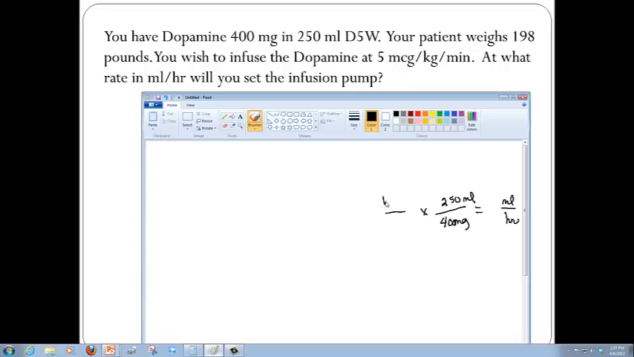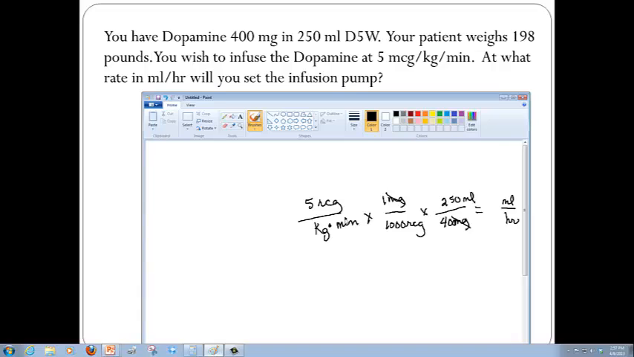So we know that every 1 milligram is equal to 1,000 micrograms. That allows me to cancel milligrams in the numerator and milligrams in the denominator. Now I have micrograms that I need to get rid of. Well, we want to infuse dopamine at 5 micrograms per kilogram per minute.